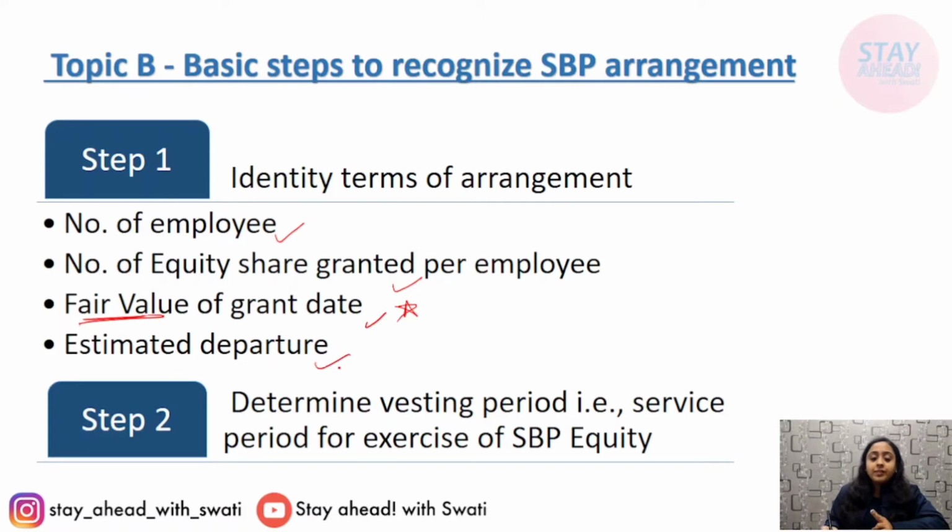Estimated departure. In case you have a 3-year or 5-year long plan and you expect 10 employees will leave the organization or another 50 will not exercise the option, whatever your estimation is, if there is any reduction in the number of employees, such number will be considered and adjusted. The next step is to determine the vesting period, for example 3 years or 5 years, after which such shares will be allowed to exercise. During the vesting period you have to recognize all the expense on SLM basis across the vesting period.